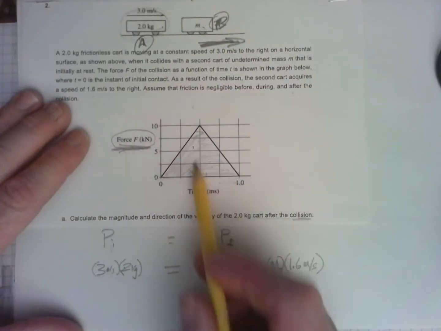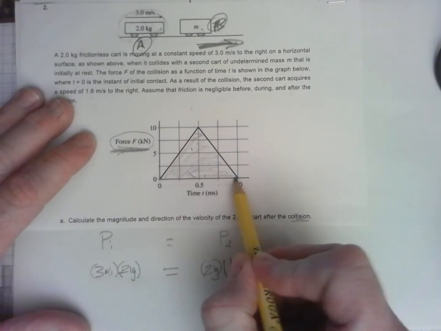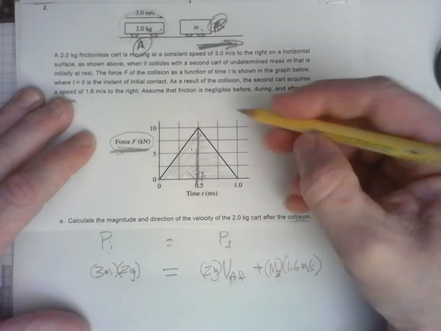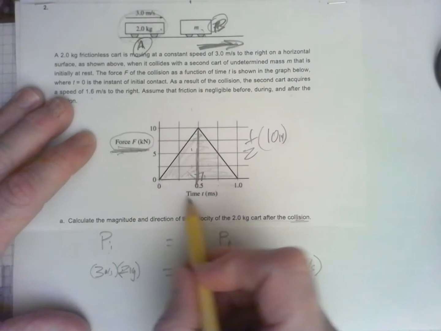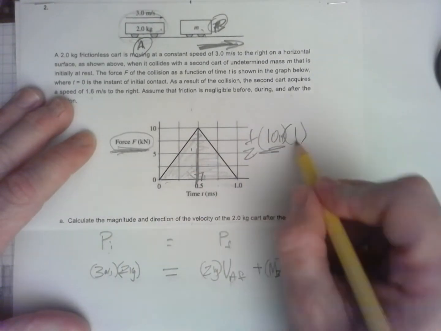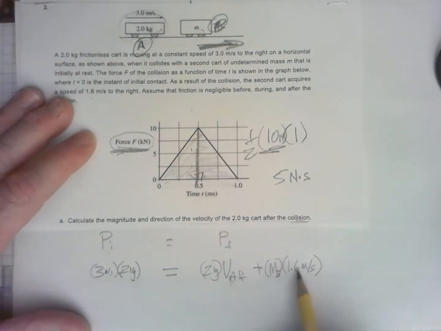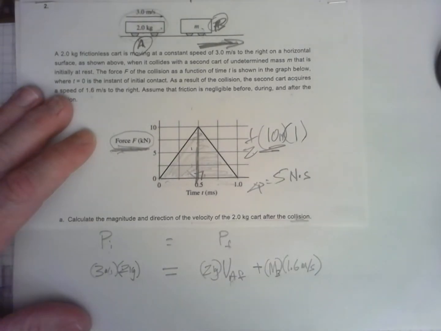So what is this change in momentum? Let's look at that. I have a triangle whose height is 10 newtons and whose base is 1 second. Area of a triangle is 1/2 base times height, so I get 5 newton seconds, which is the same unit as momentum, kilogram meters per second. So this is the change in momentum for both carts. I'm going to go with that as both.